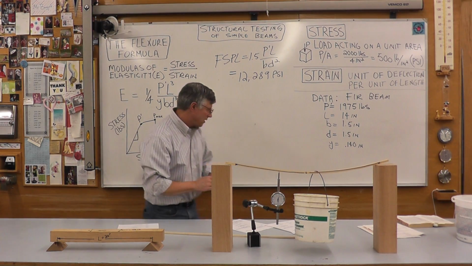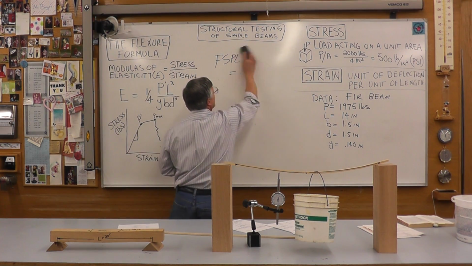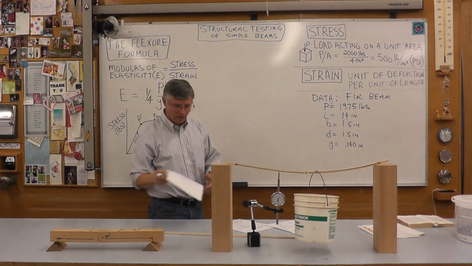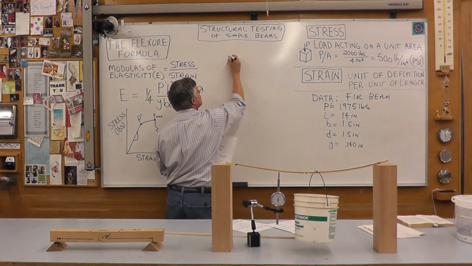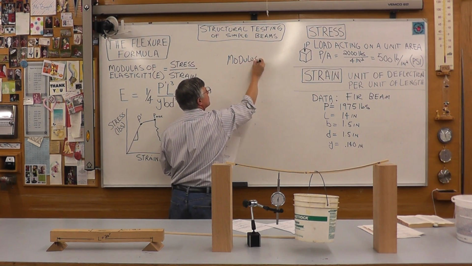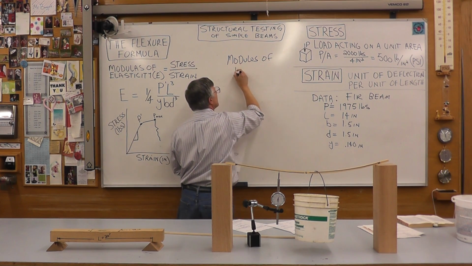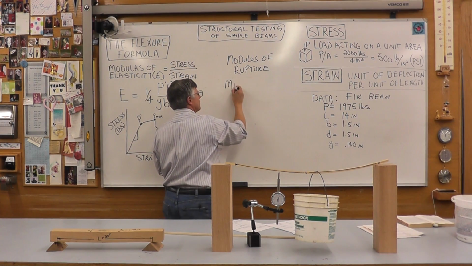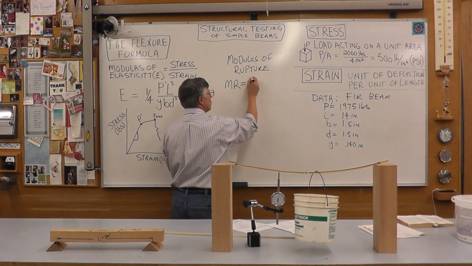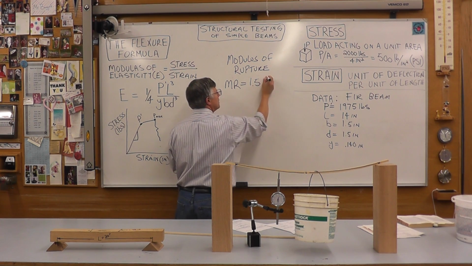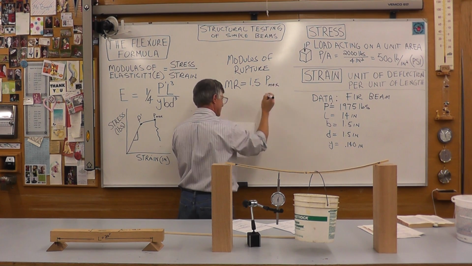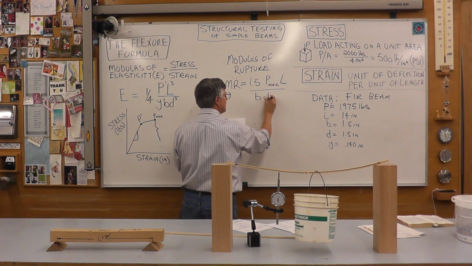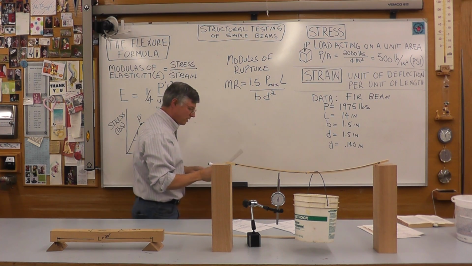The next one is an interesting number to attain. You can calculate the modulus of rupture. Modulus of rupture, again, is a measure of rupture. So that formula is MR equals 1.5 P max L divided by B D squared. So this would tell you the modulus of rupture.